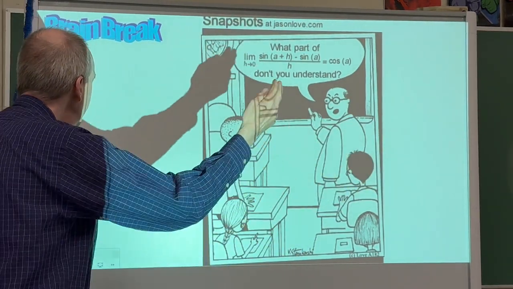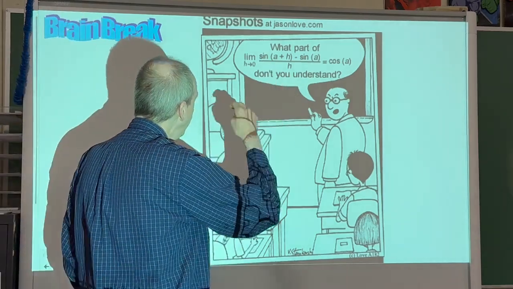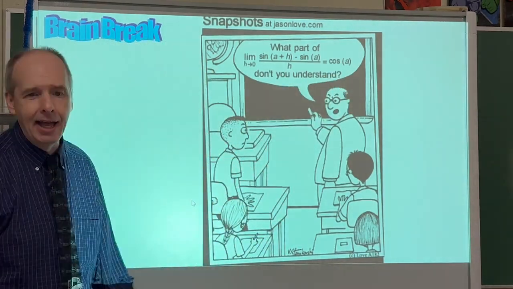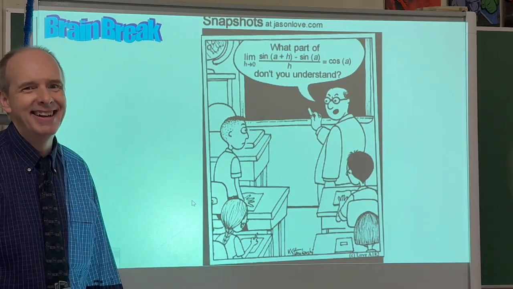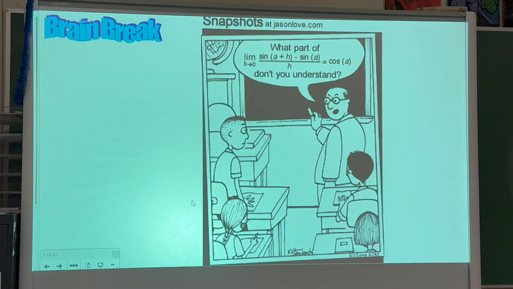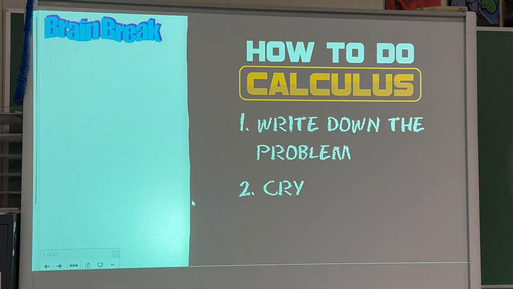What part of the limit as h approaches 0, sine of a plus h minus sine of a over h equals cosine of a don't you understand? Right? Right? All of it? How to do calculus: write down the problem, cry. There you go. Calculus made easy for everyone.